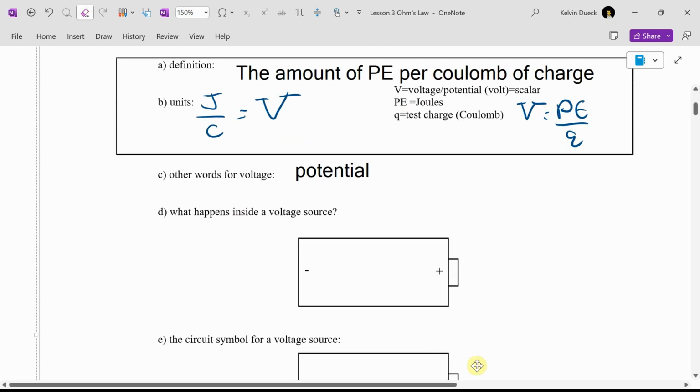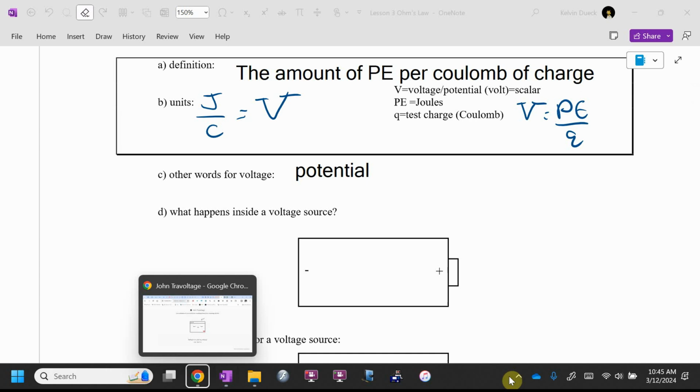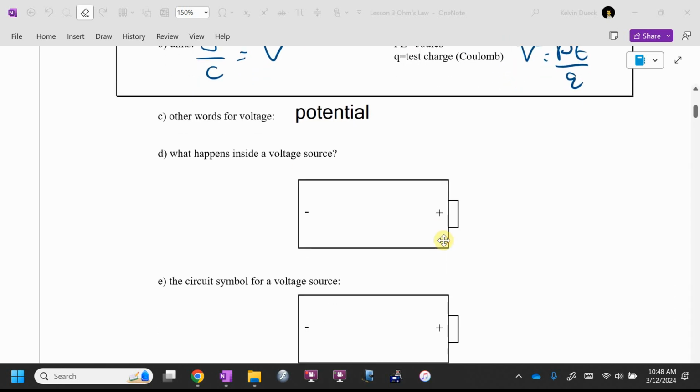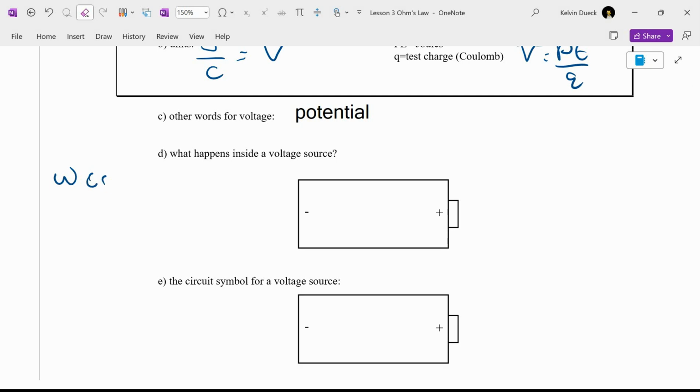So what happens inside a voltage source? I'm going to pause the video for just a second. Work, boy, that's messy. Let's try that again, Mr. Dueck.